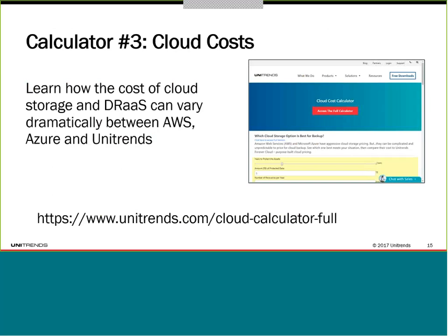So again, the third calculator we're going to direct you to is cloud costs. And this is going to show you how the cost of data storage in the cloud and for DRaaS purposes can vary dramatically between hyperscale clouds such as AWS and Azure and Unitrends Recovery Cloud. So you go to this calculator and you can put in things such as the amounts of data you need protected, the number of expected recoveries you're going to have per year, the amount of data that needs to be retrieved per recovery, and then you'll see the actual cost based upon your exact situation. So you can customize this to your specific capabilities.